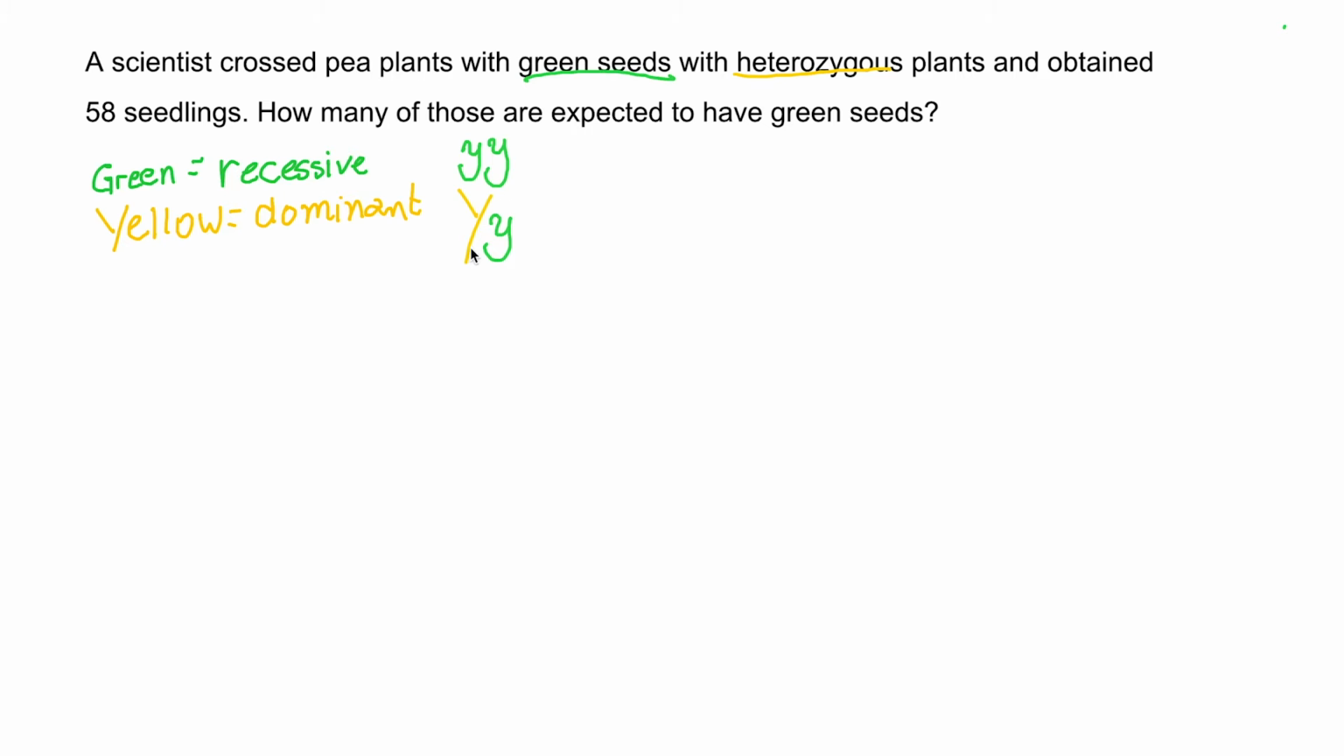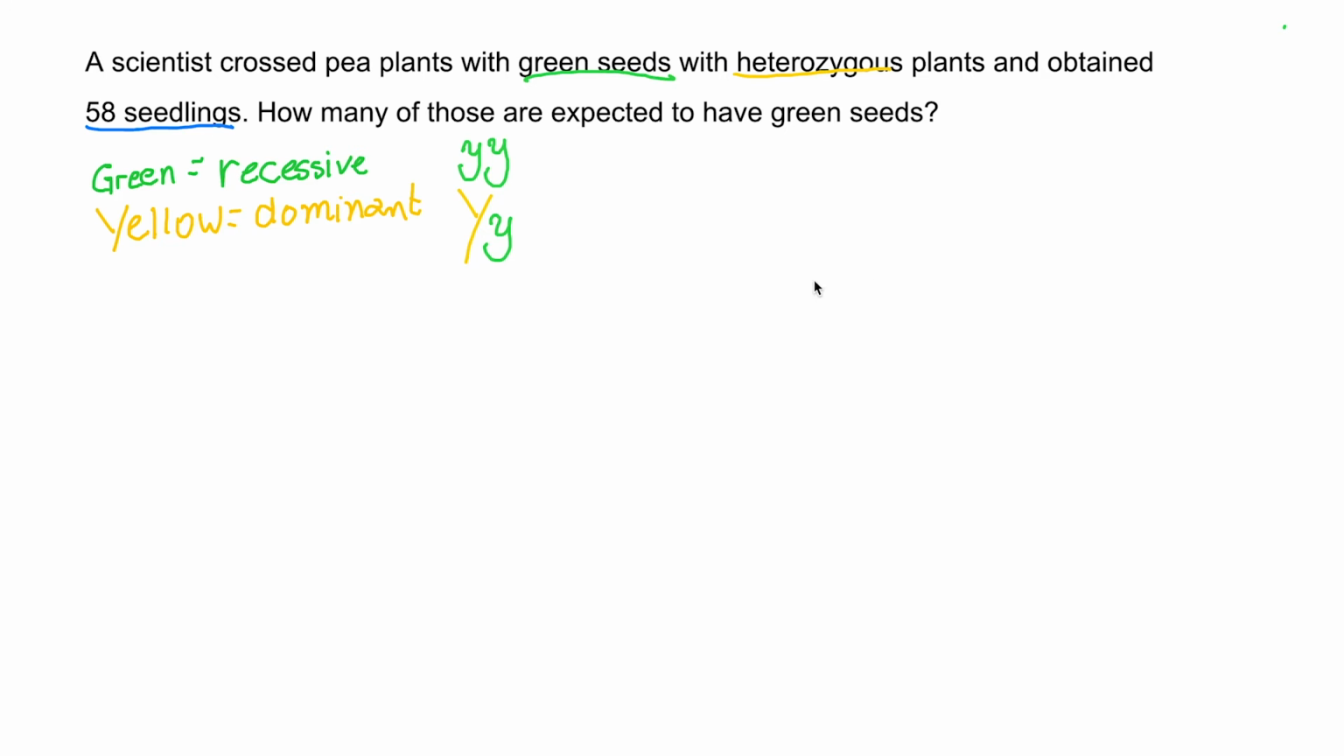Is there any difference in the phenotype? Is there any difference in the physical aspect between the heterozygous and homozygous dominant? No, there is not. They are both equally yellow. This is a complete dominance situation. So you have here the big Y, which gives the plant the dominant yellow phenotype, right? And from this crossing, the scientists obtained 58 seedlings. How many of those are expected to have green seeds?